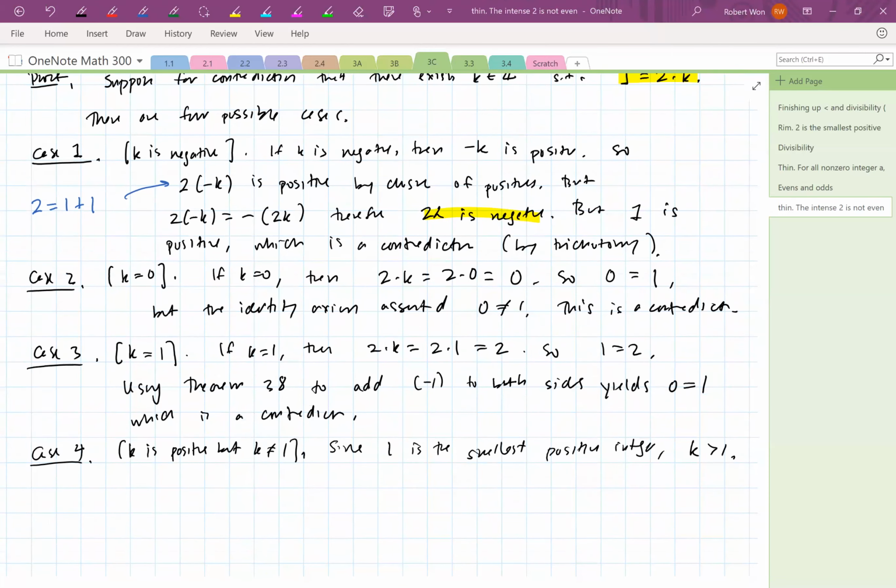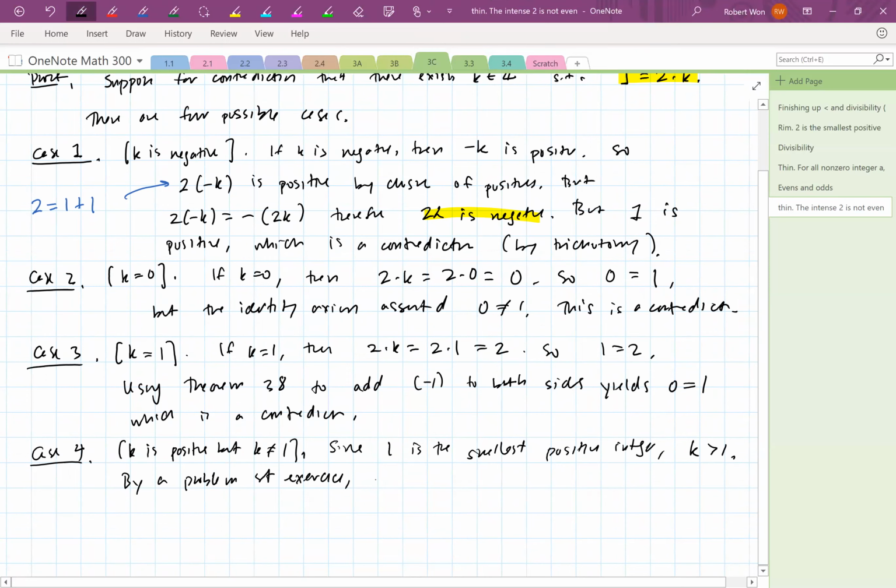And now, by a problem set exercise, which you will do, we can multiply by 2 on both sides, which means that 2k is greater than 2. But remember, 2k is 1, so 1 is greater than 2. But this now contradicts that 1 is the smallest positive integer, because we already discussed that 2 is a positive integer, and here I've shown that it's smaller than 1. So since 2 is positive, this contradicts that 1 is the smallest positive integer.